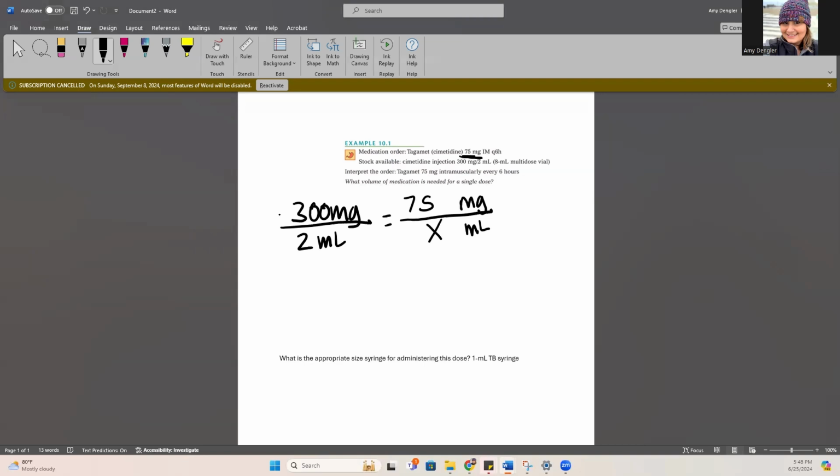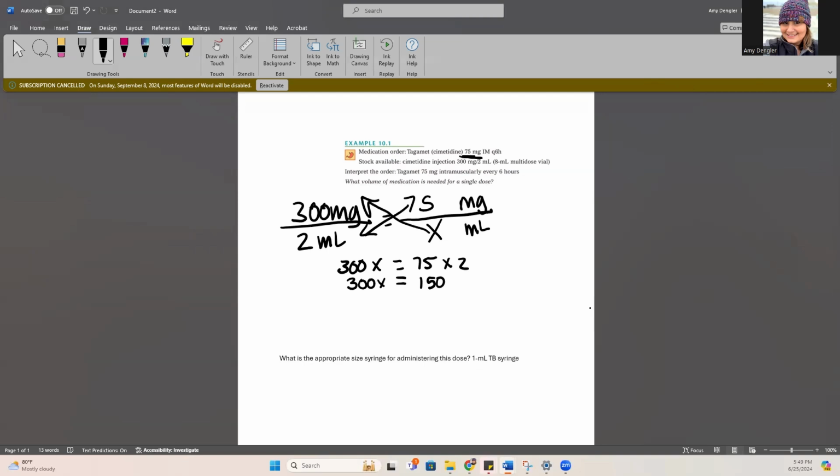So to solve, we're going to do our cross multiplying. So 300x is equal to 75 times 2. So I'm going to solve the side over here where I have multiplication. So 75 times 2. You can use your calculator and you'll find out that's 150. And I'm just going to rewrite 300x.